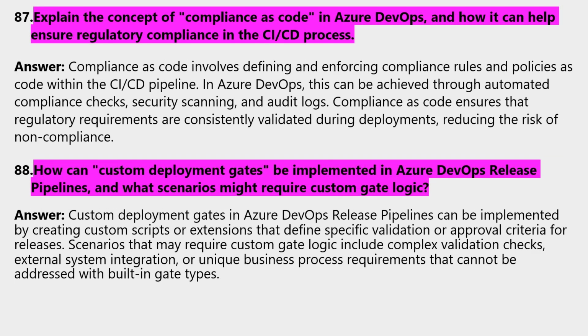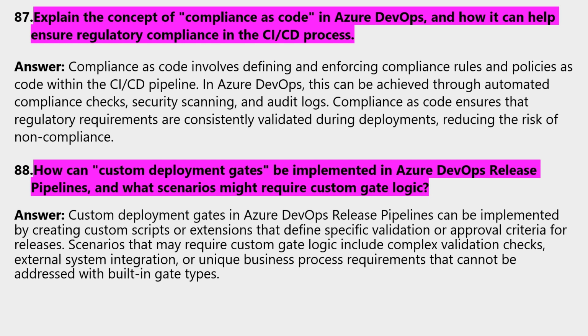Explain the concept of compliance as code in Azure DevOps and how it can help ensure regulatory compliance in the CI/CD process. Answer: compliance as code involves defining and enforcing compliance rules and policies as code within the CI/CD pipeline. In Azure DevOps, this could be achieved through automated compliance checks, security scanning, and audit logs. Compliance as code ensures that regulatory requirements are consistently validated during deployments, reducing the risk of non-compliance.